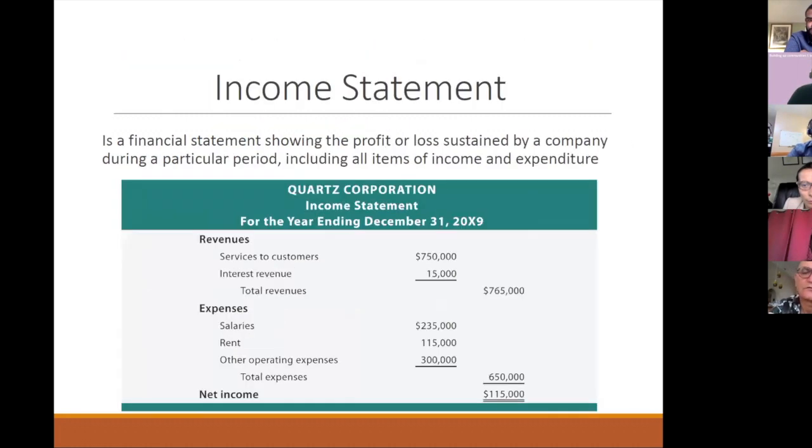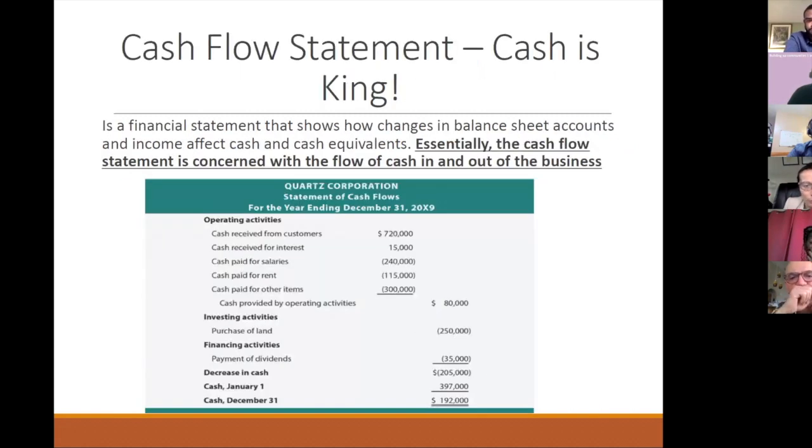I think we did the income statement or cash flows? Cash flows. Yeah. So the cash flow statement, cash is king. This is also key. So why is cash king?